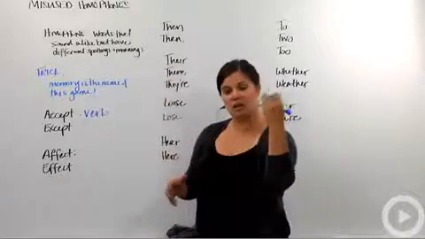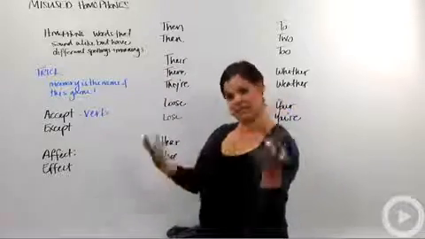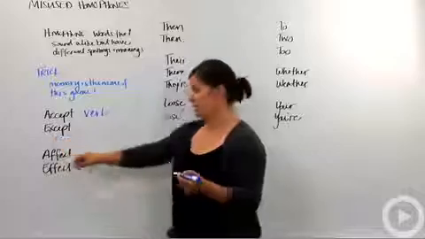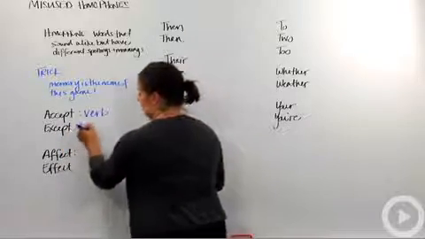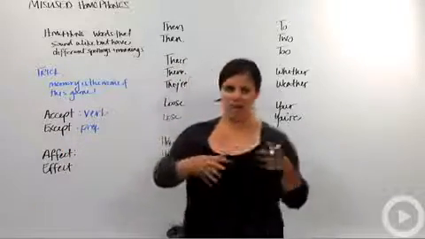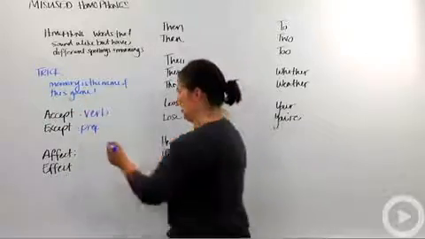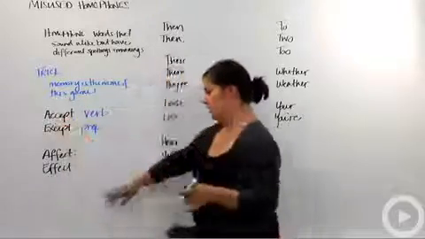is a verb. Okay? It's something that you do. I accept you. I accept your apology. Except is a preposition here. So it's used to leave things out. I want everything except that one. All right? So there's a difference there.